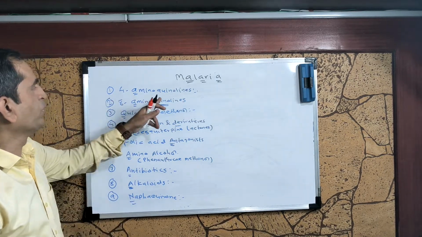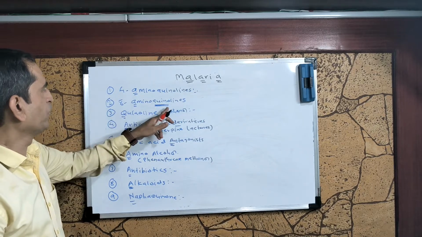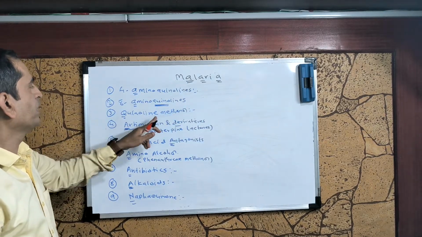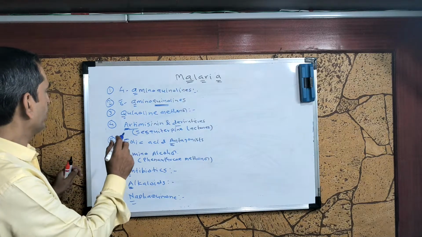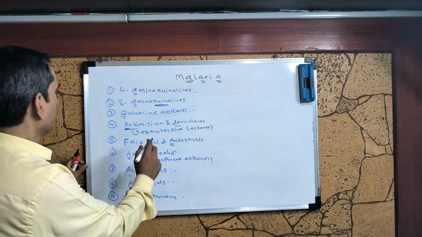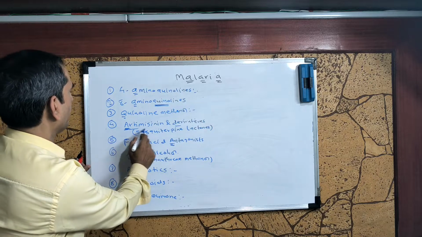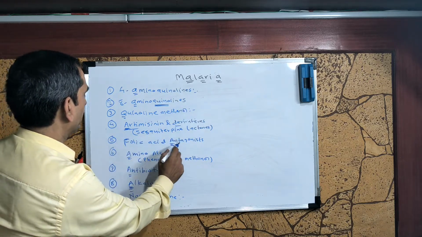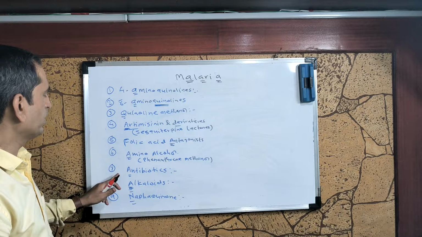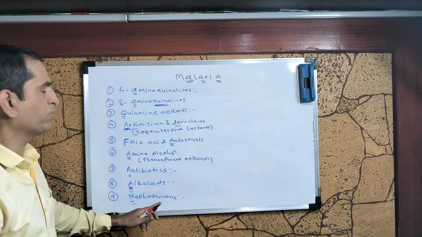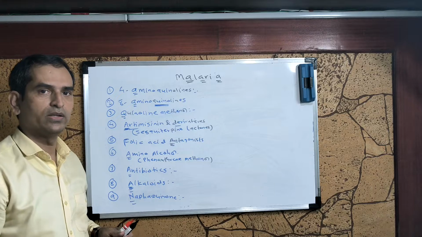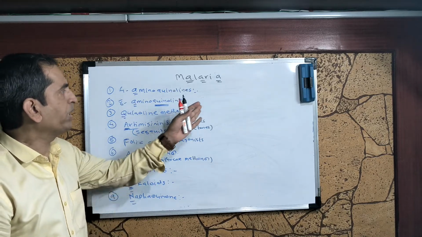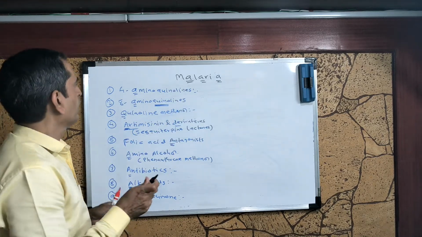So we have the 4 aminoquinolines, 8 aminoquinolines, quinoline methanol, then we have the alkaloids, artemisinin derivatives, folic acid antagonist, amino alcohols, antibiotics, and naphthaquinones. So these are the 9 categories of antimalarial drugs. So remember A's. Now I'll give the examples of these drugs.